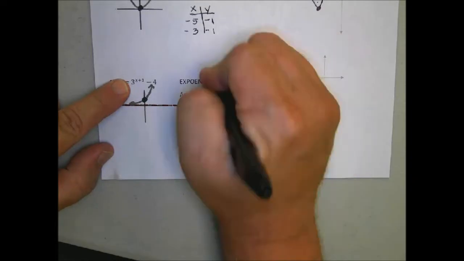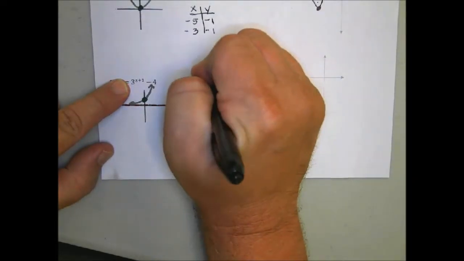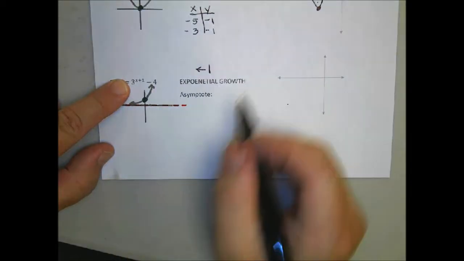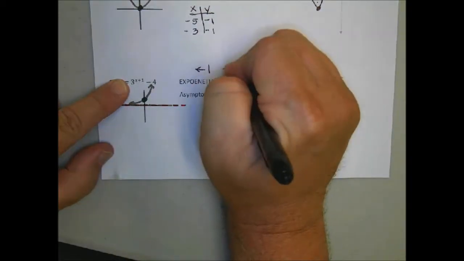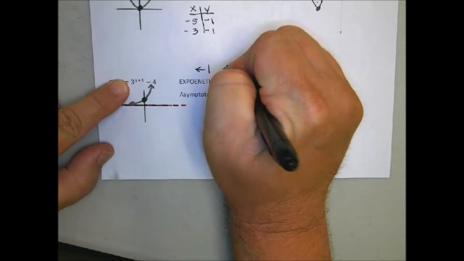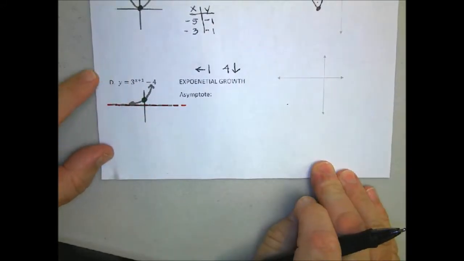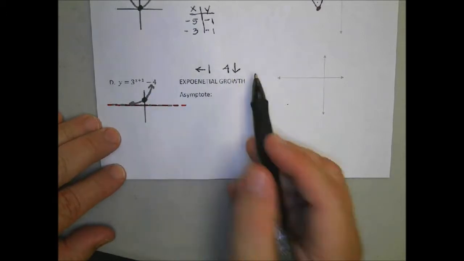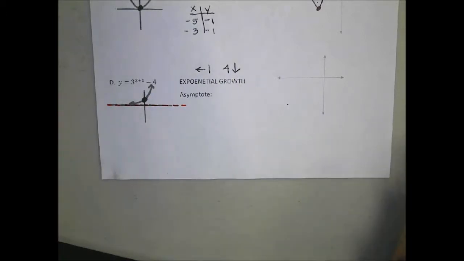Well, x plus 1 right up here would be an indication of 1 unit to the left, because remember, this is always opposite, but then the -4 is going to drop it down by 4. So there's the translation of the key point, 1 to the left and down 4.